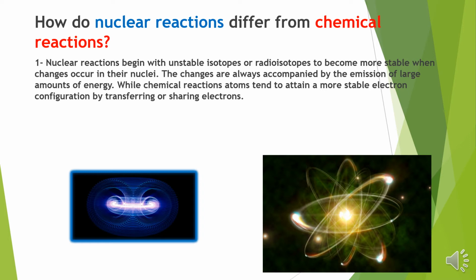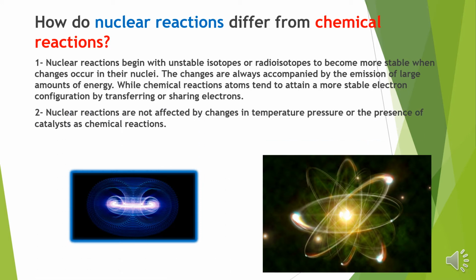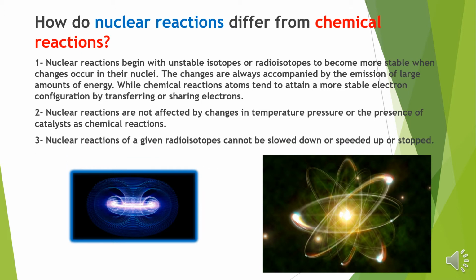transferring or sharing electrons. The second difference is that nuclear reactions are not affected by changes in temperature, pressure, or the presence of a catalyst as chemical reactions are. And the third one, nuclear reactions of a given radioisotope cannot be slowed down or speeded up or stopped.